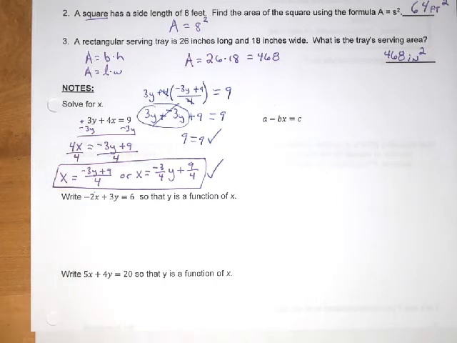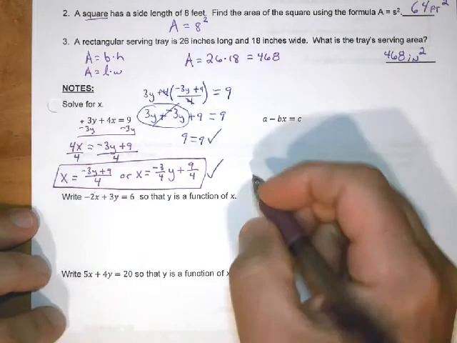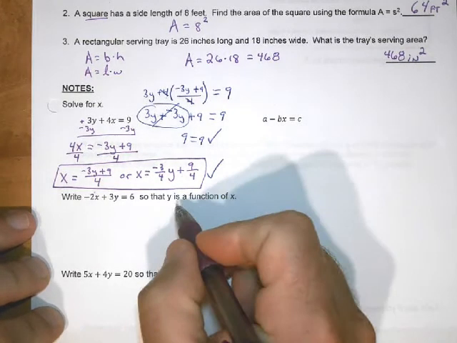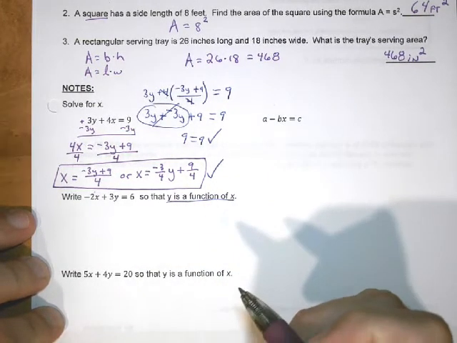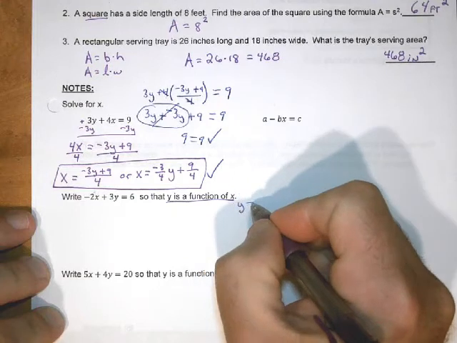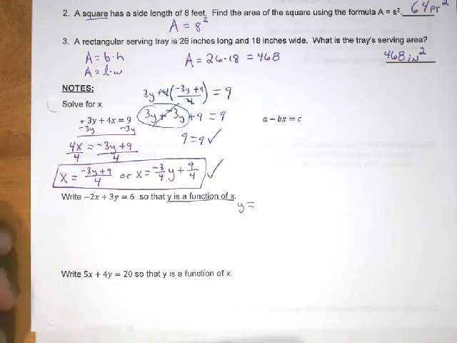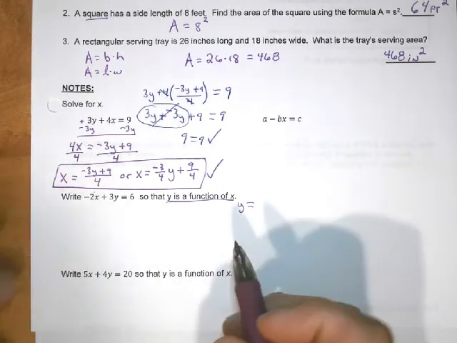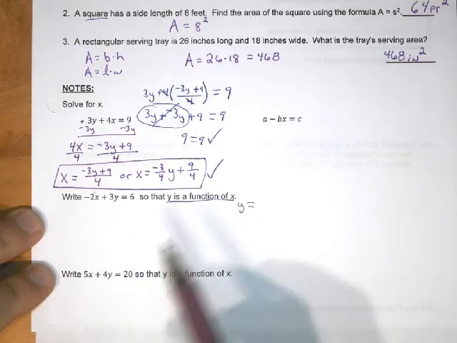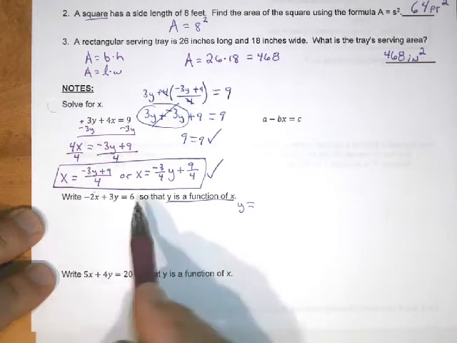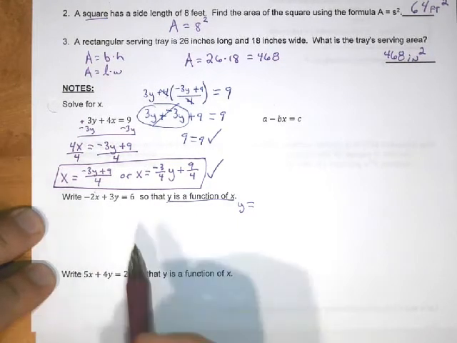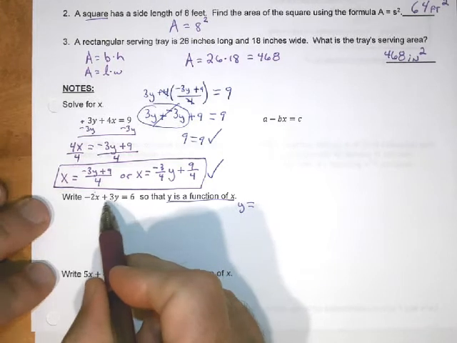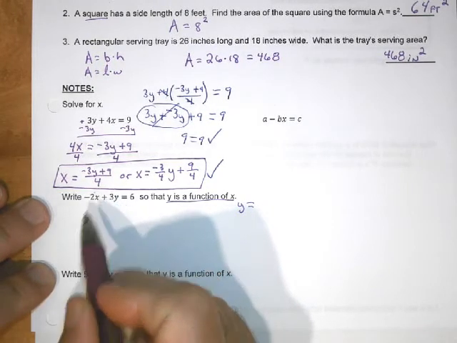So it says write minus 2x plus 3y equals 6, so that y is a function of x. That simply means, ladies and gentlemen, that we want to get it as a y equals. So when you see y is a function of x, we want to get it to y equals. That's what we're trying to solve this for. So y is determined by the value of x. And again, we're not going to get a set numerical value for this. We're manipulating and rewriting the equation.